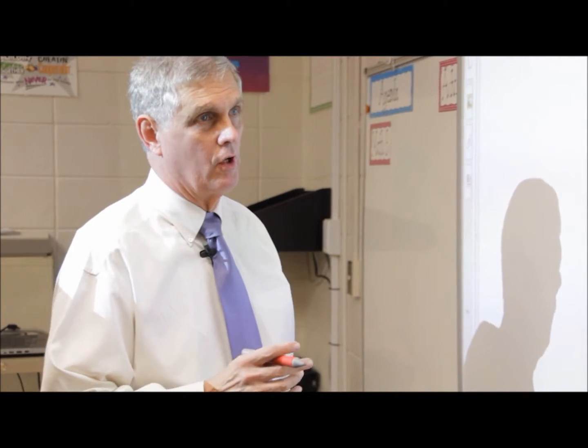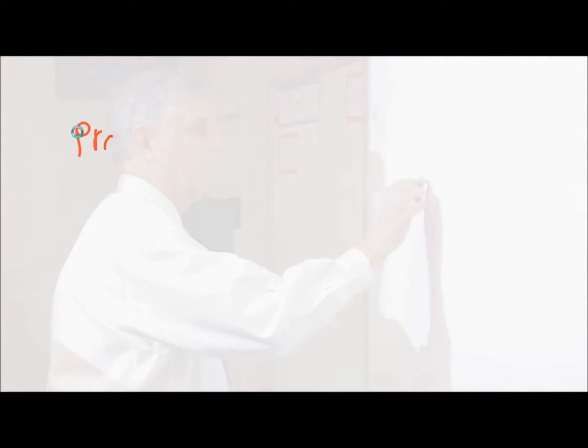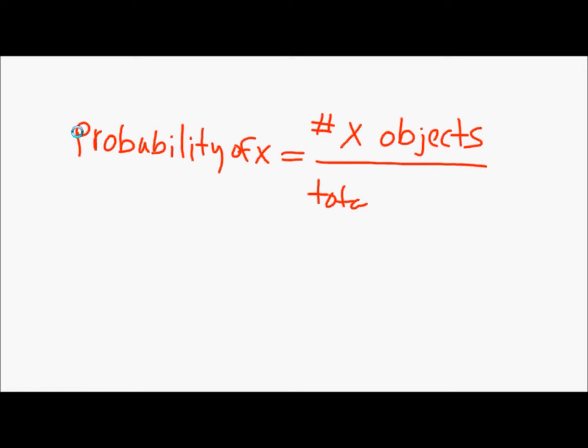Okay, let's take a look now at the probability formula. The probability formula can be written in several different ways, but the way I like to write it is the probability of X equals the number of X objects divided by the total number of objects.